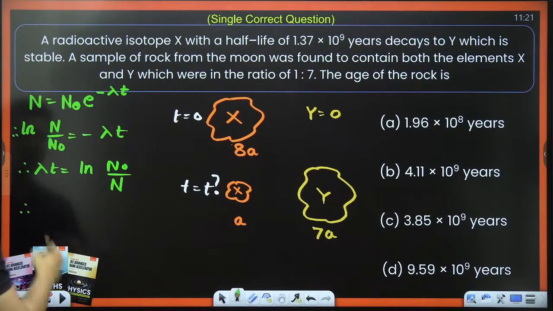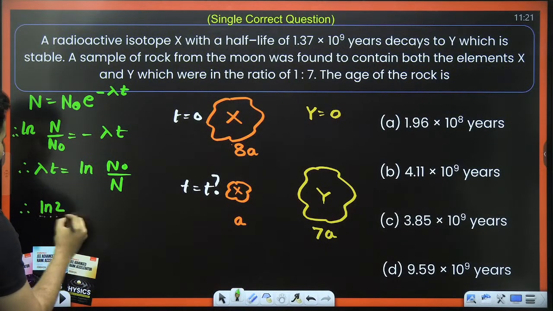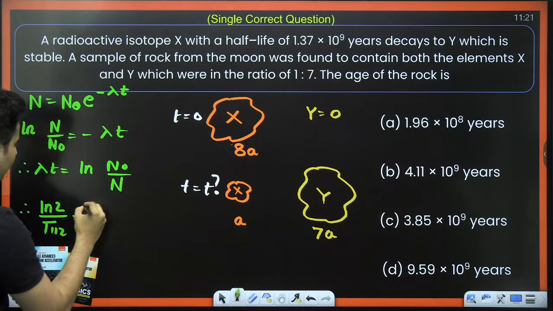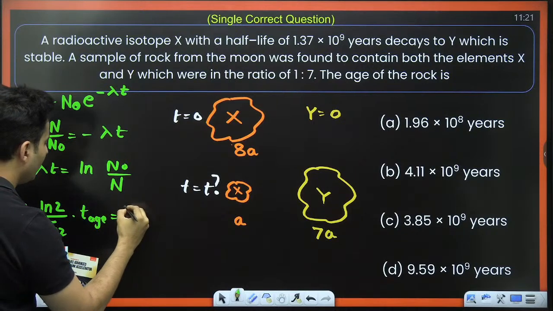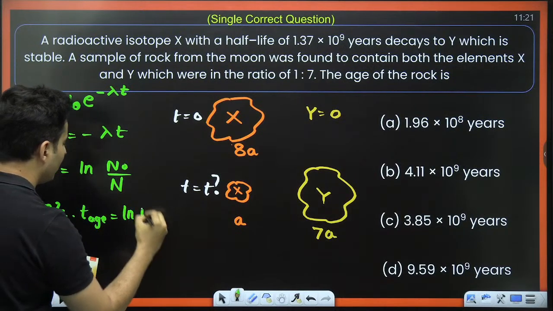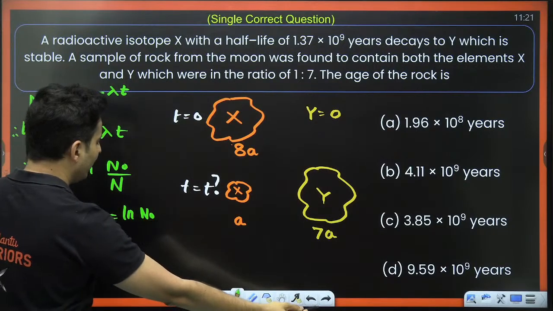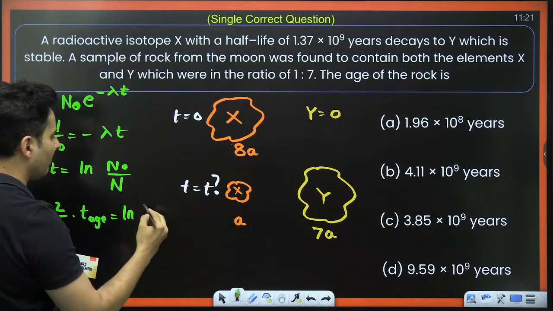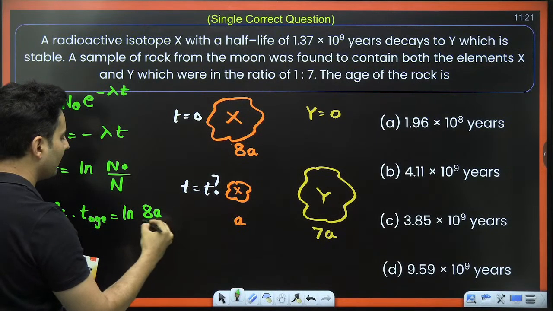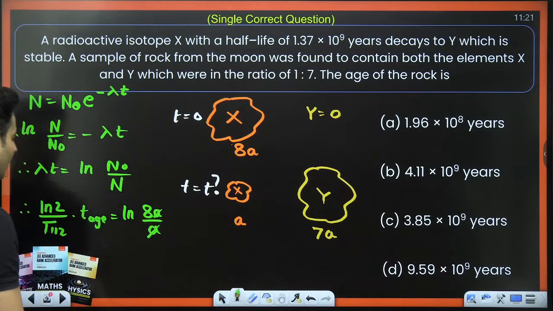What is lambda? Lambda is not given, but the half-life is given. So it is log of 2 divided by the half-life into t. This t will be the age of the rock, is equal to log of N naught divided by N. Do I know the value of N naught and N? Yes. N naught is the original sample amount, which is basically 8a. Final sample left is just a. a and a get cancelled, it will become log of 8.